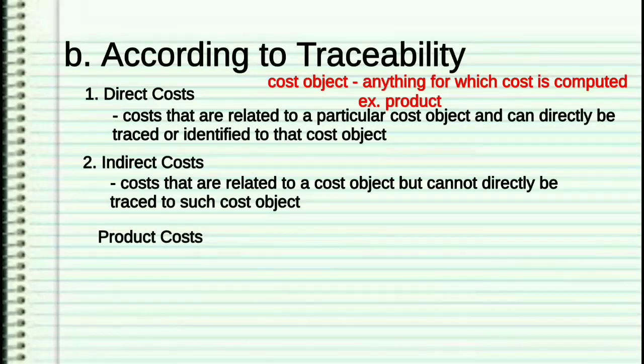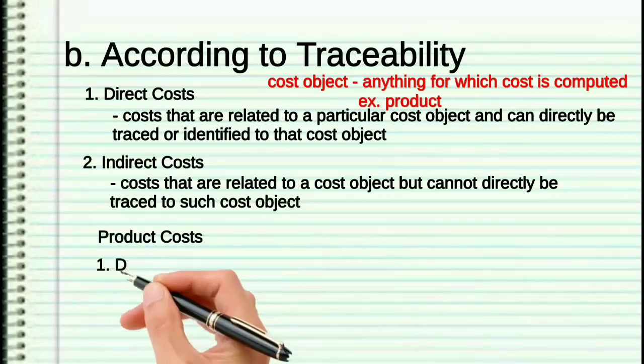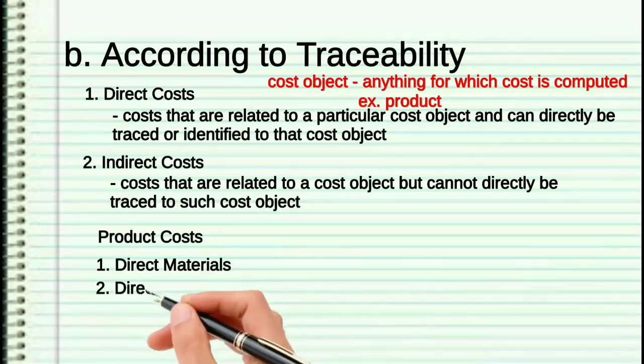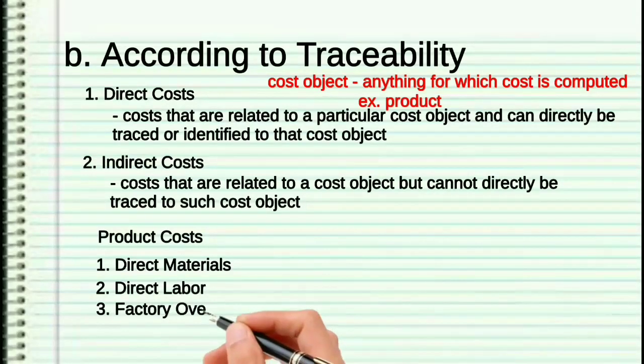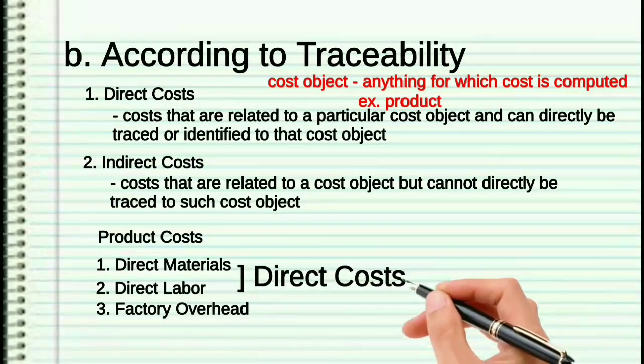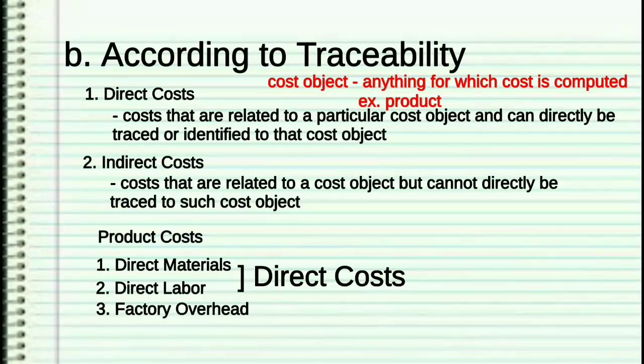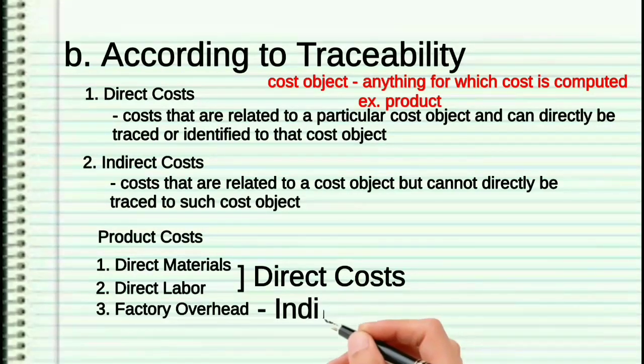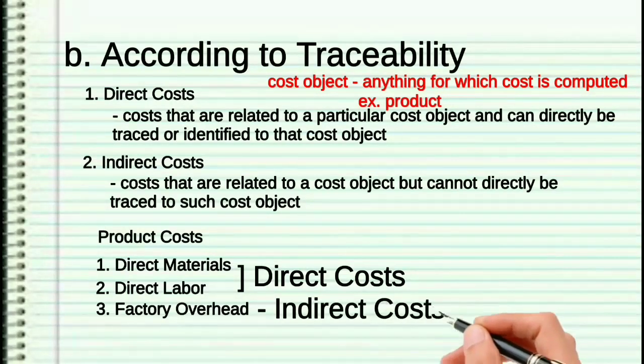Pag-aralan natin yung product costs. Ang product costs, meron siyang tatlo. We have three product costs. They are direct materials, direct labor, and factory overhead. Yung direct cost natin dyan ay yung direct material at direct labor. Yung factory overhead, ang included kasi dito ay yung mga indirect materials at indirect labor. Therefore, the factory overhead is the indirect cost.